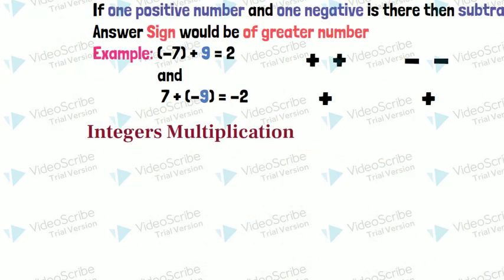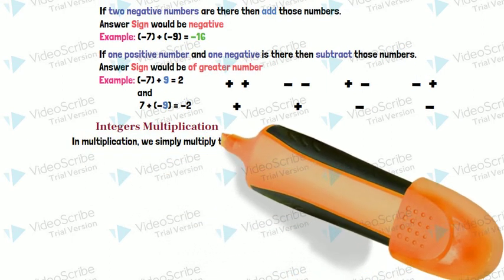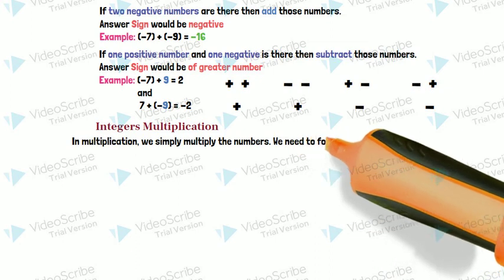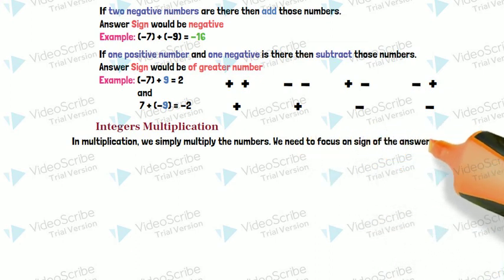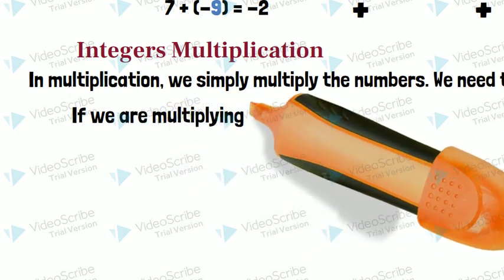Let's see integers multiplication now. So in the case of multiplication, if we are multiplying two numbers, you only need to focus on the multiplication part, but make sure the sign of the answer should be correct. Let's talk about the sign of the answer now.